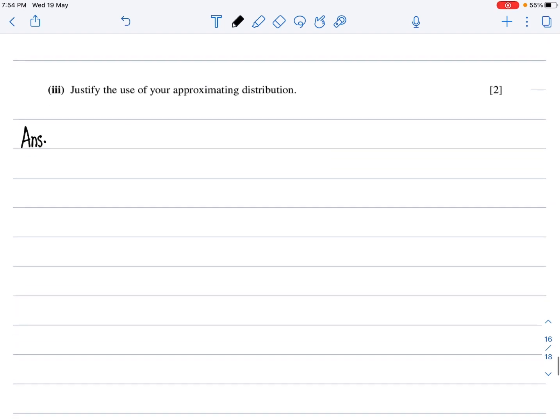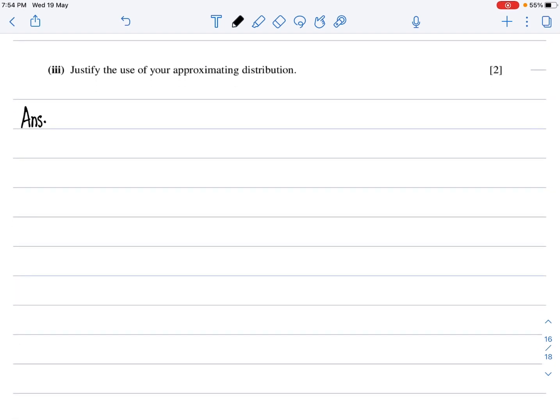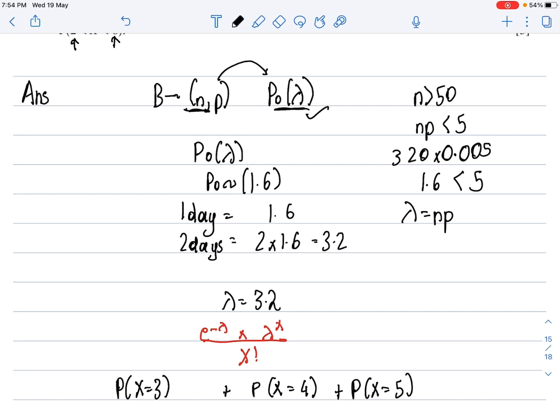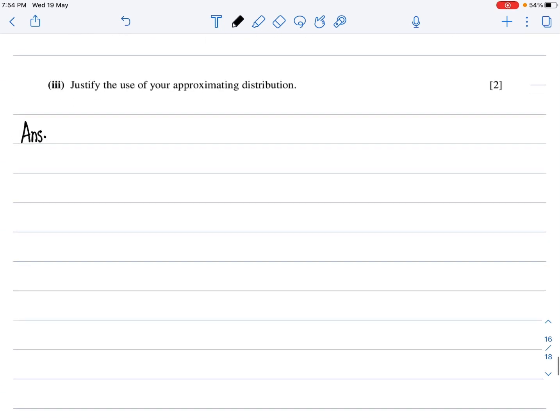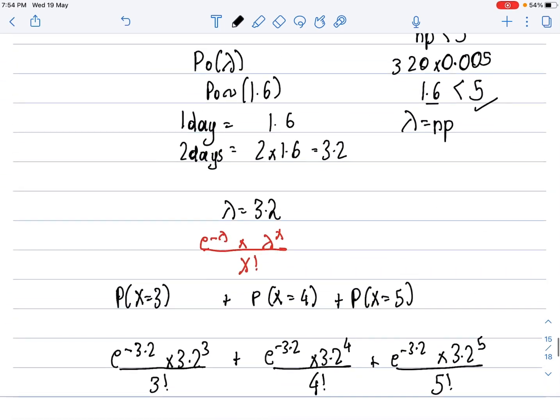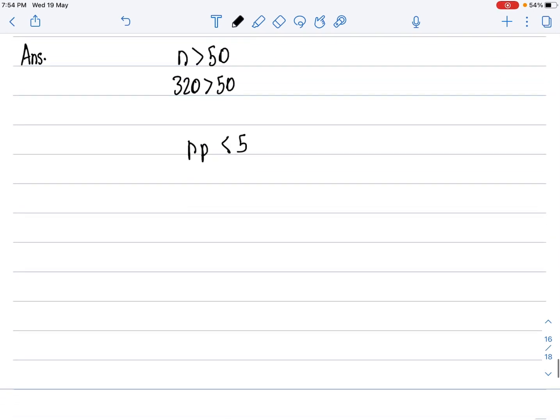Now, justify the use of the approximating distribution. We've already covered this in part 2. To convert from binomial to Poisson, I need my n to be more than 50 and my np to be less than 5. Here n is more than 50 because 320 is more than 50, and my np, which I calculated here, is 1.6. So I can say 1.6 is less than 5.